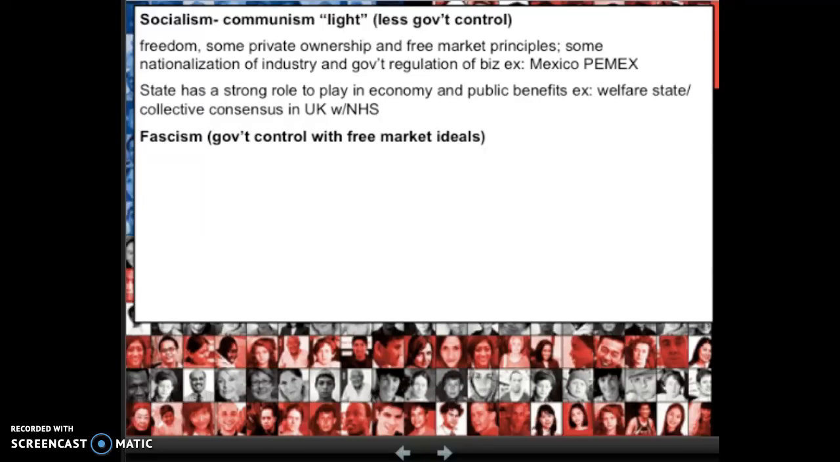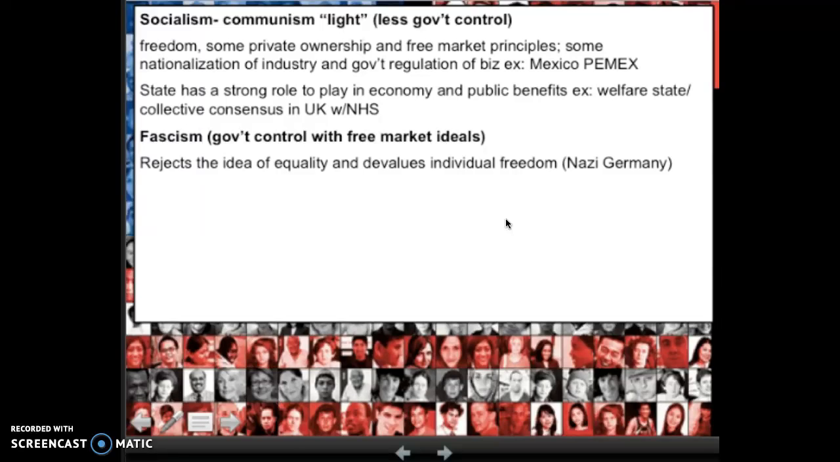All right, fascism. Fascism is not communism. The reason why fascism and communism are also placed together a lot of times or misconstrued as the same thing is because both of them do not allow for individual freedom. Okay, so fascism is the idea that you don't have your individual freedom.